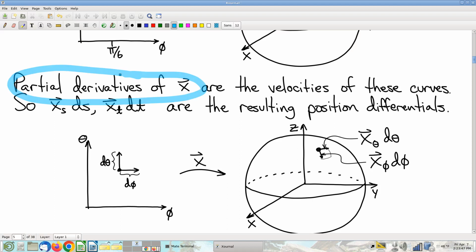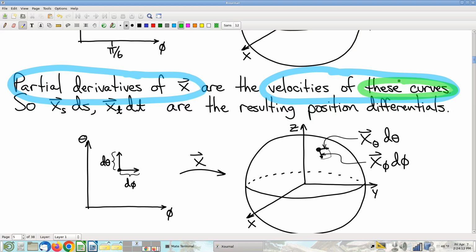If you take a partial derivative of a surface parameterization, I claim what that is, it's a velocity vector of one of these coordinate curves. Now I want to talk through why that is. Velocity of a coordinate curve. Well, here's the idea. Step 1. What are these curves anyway?